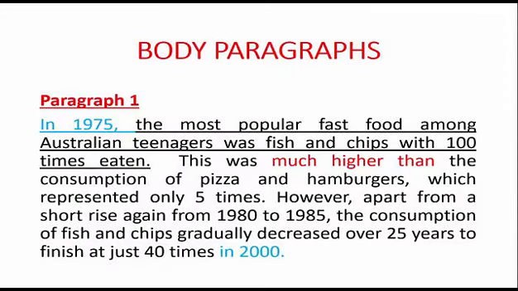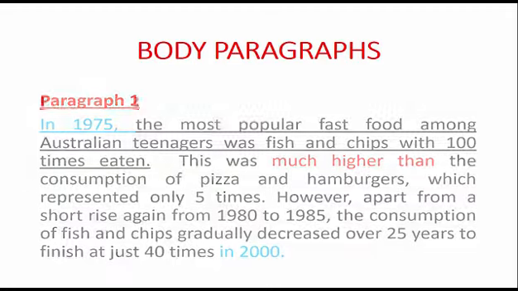In 1975, the most popular fast food among Australian teenagers was fish and chips, worth 100 times eaten. It was much higher than the consumption of pizza and hamburgers, which represented only 5 times. However, apart from a short rise from 1980 to 1985, the consumption of fish and chips gradually decreased over 25 years to finish at just 40 times in 2000.